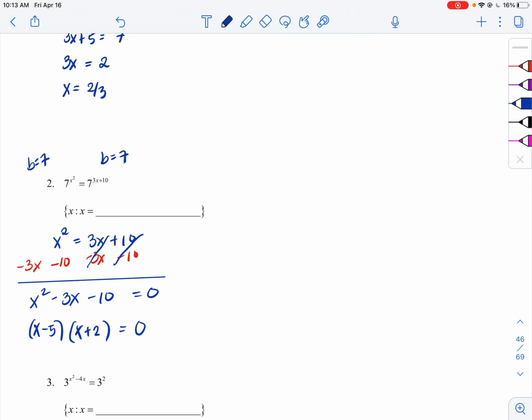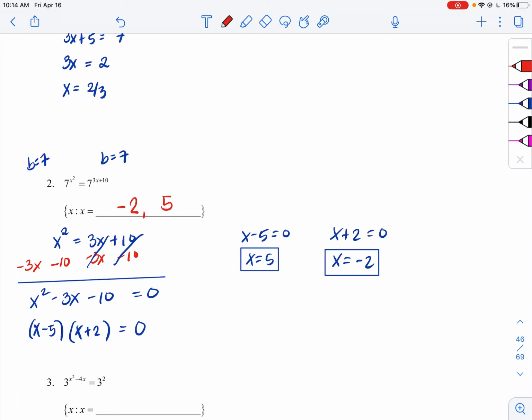So my factors are x minus 5 equal to 0. Hopefully you will say that we will get a 5. x plus 2 equal to 0. Hopefully you will also say that x is equal to negative 2. So our numbers that we're looking for are negative 2 and a positive 5.